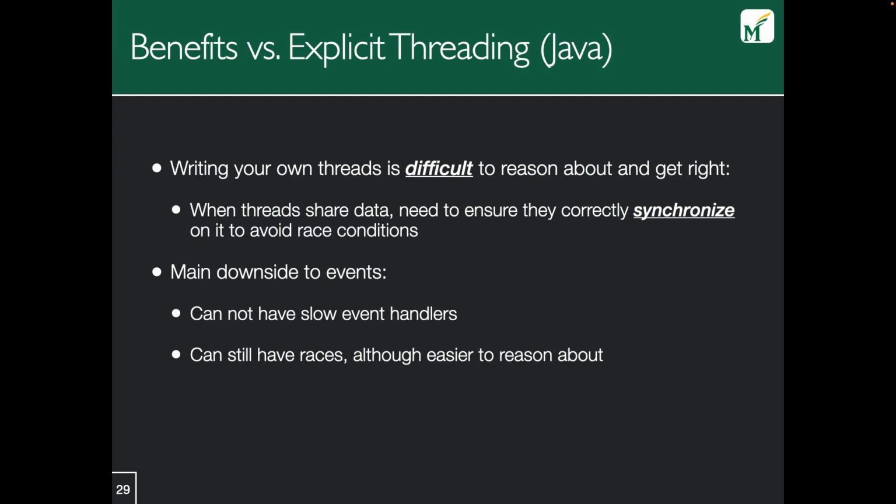While JavaScript's engine eliminates some of this in the way that it orders events, there are some downsides, right? You can't have super slow event handlers because that's going to back up the queue and prevent things from being executed. And there can be certain situations where you do have data races, but because of this programming model, they're typically much easier to reason about.